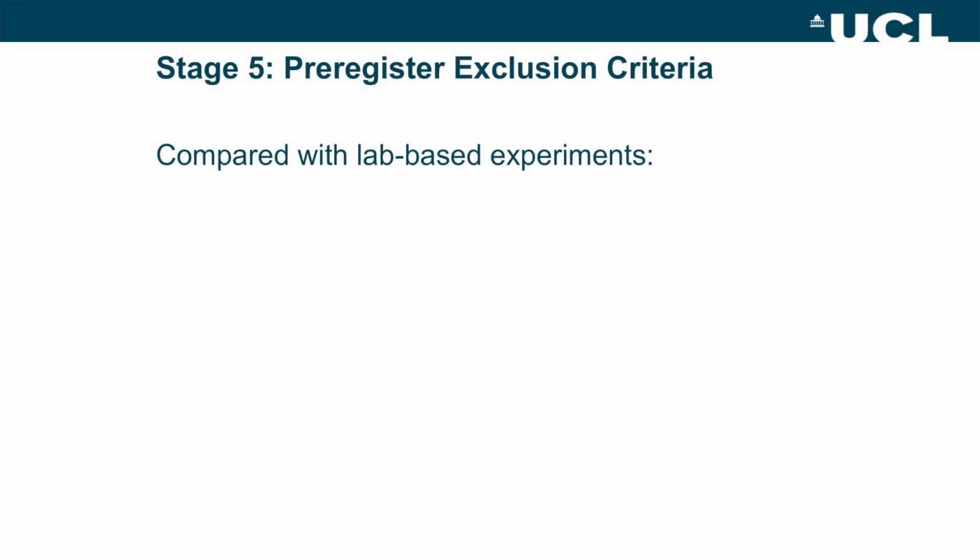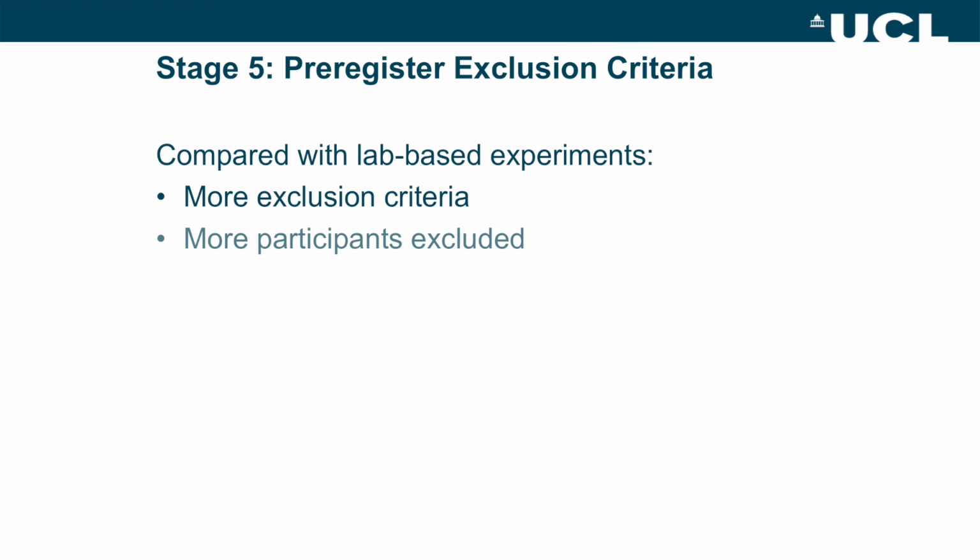On the one hand, web-based experiments give you high-quality data, but it is still the case that compared with a lab-based experiment, you will have more exclusion criteria. There will be more reasons for throwing people out, for excluding them from your analysis. You will have more people who just get bored and don't do what they're supposed to, or who have clearly lied about their background. So you will be excluding more people, and you will be using more reasons for excluding people, in my experience.